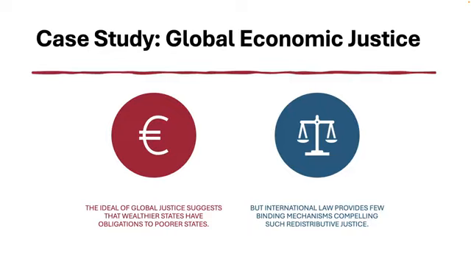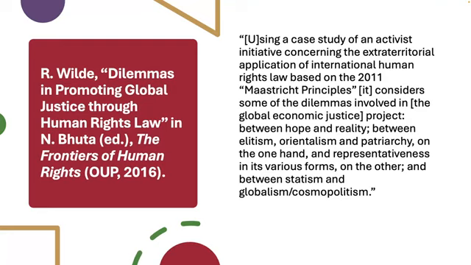And academics such as Ralph Wilde, for example, in chapters on the frontiers of human rights, makes a very interesting point. This is just the abstract to this particular book chapter, by the way. This isn't the full chapter. But they say that using a case study of an activist initiative concerning the extraterritorial application of international human rights law based on the Maastricht Principles, the chapter itself considers some of the dilemmas involved in the global economic justice project. This is the thing that is most important for our perspective.